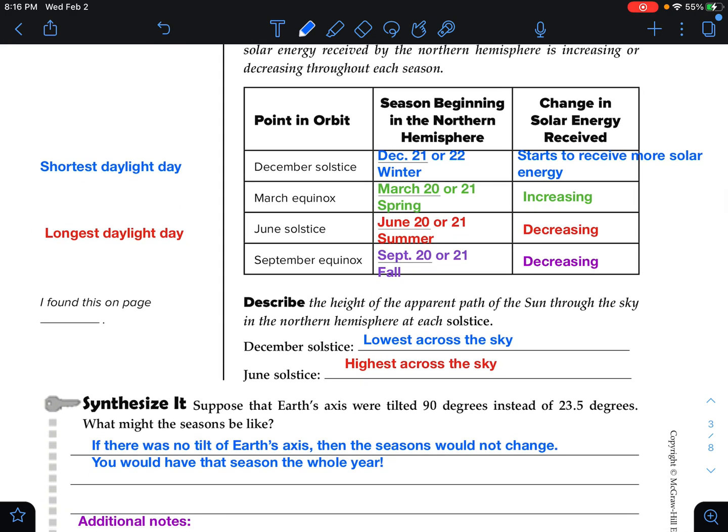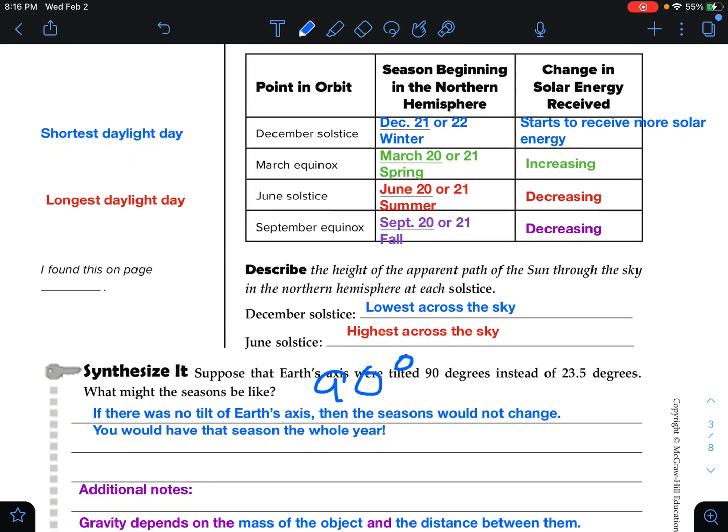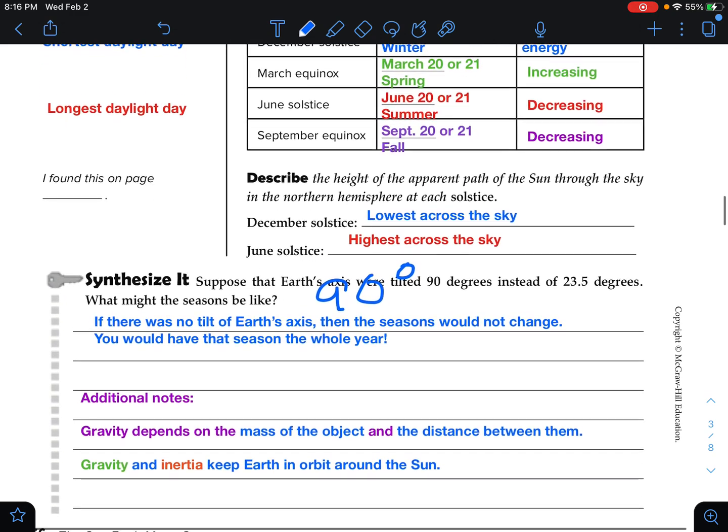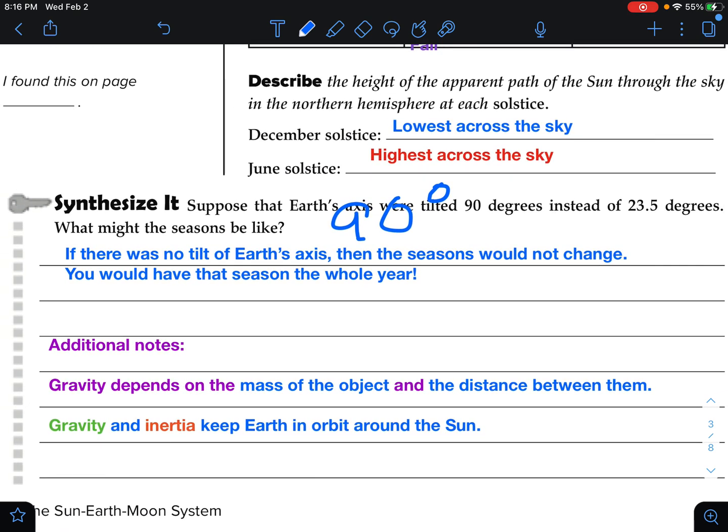And the June solstice is going to be highest across the sky. So our synthesize question says, suppose that Earth's axis were tilted 90 degrees instead of 23.5 degrees. What might the seasons be like? Well, if there's no tilt, or really in this case, we have a 90-degree tilt, then the seasons would not change. You would have that season the whole entire year. So if there's no tilt, or if it's any kind of 90-degree tilt, then we would have no change in our seasons.